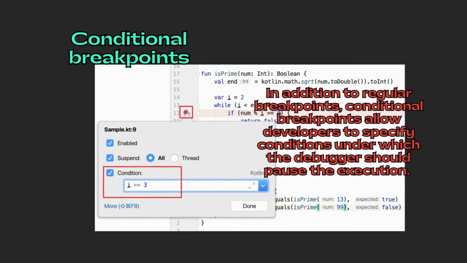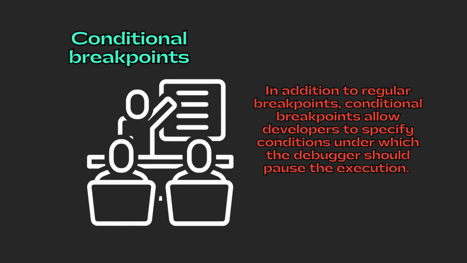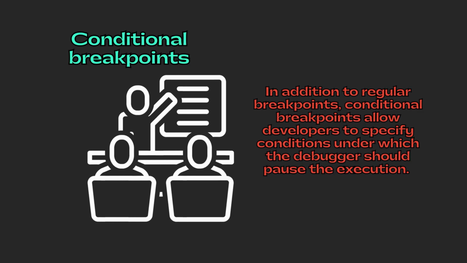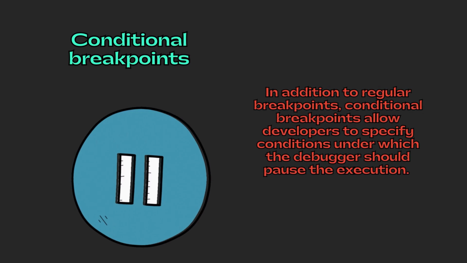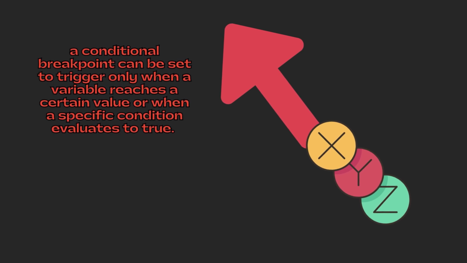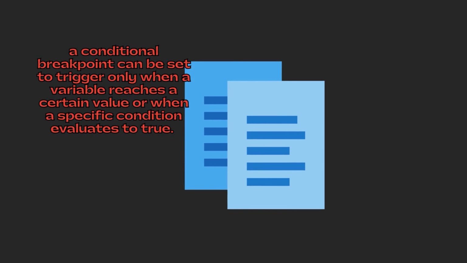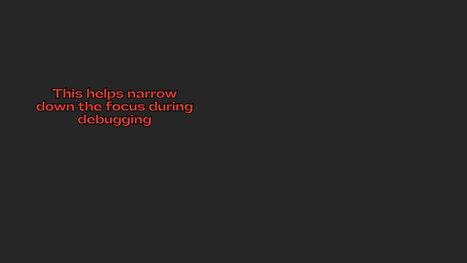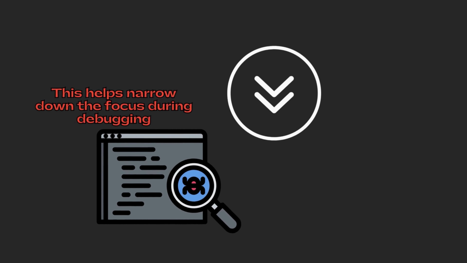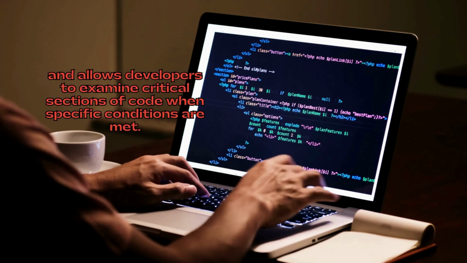Conditional breakpoints. In addition to regular breakpoints, conditional breakpoints allow developers to specify conditions under which the debugger should pause the execution. For example, a conditional breakpoint can be set to trigger only when a variable reaches a certain value or when a specific condition evaluates to true. This helps narrow down the focus during debugging and allows developers to examine critical sections of code when specific conditions are met.